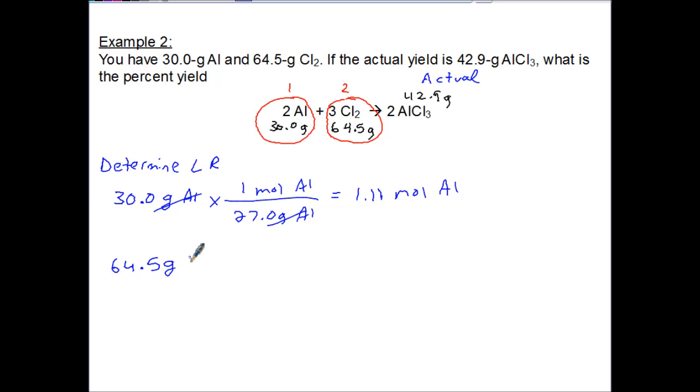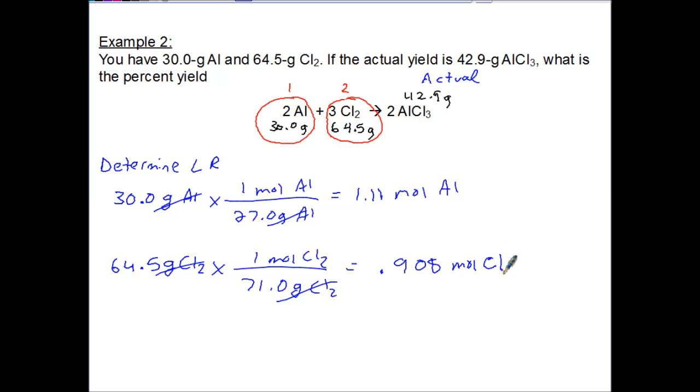Now we take 64.5 grams of chlorine gas, and we're going to put 1 mole of Cl2 over 71.0 grams of Cl2 on the bottom. That cancels out, and I should have about 0.908 moles of Cl2.